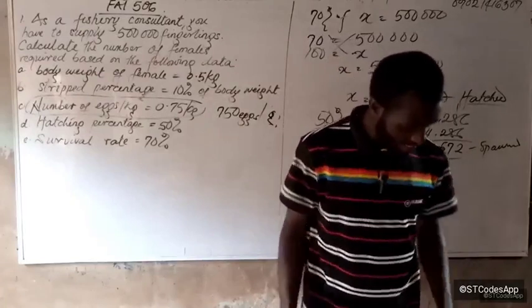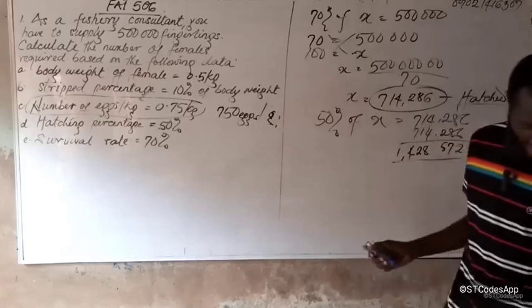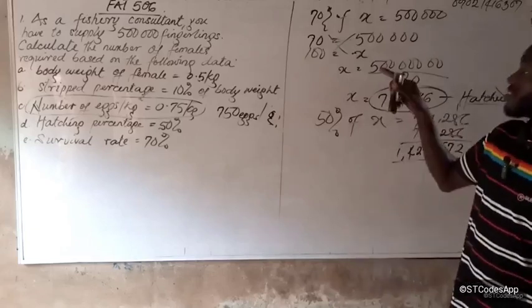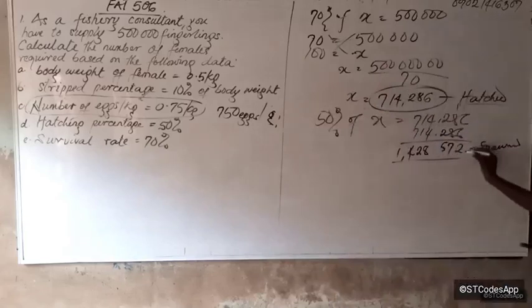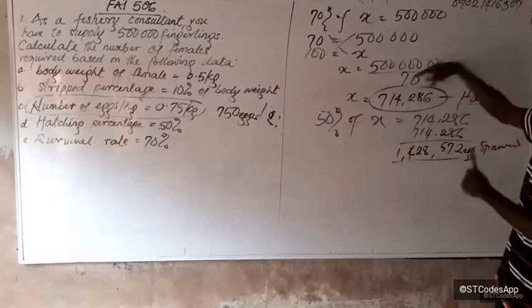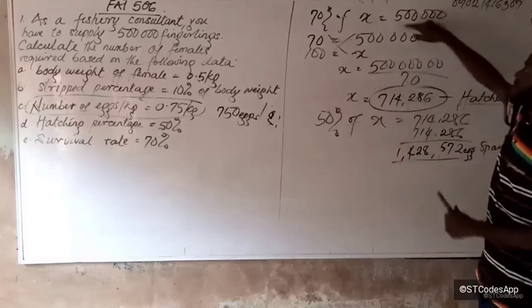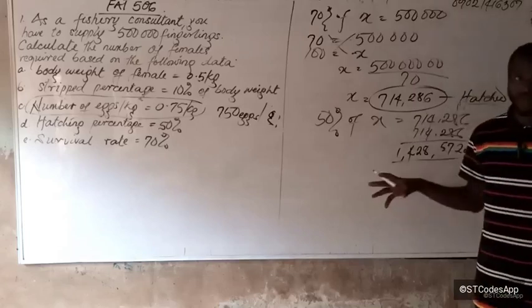So we have to calculate the number of eggs per gram. This is the amount of eggs that were spawned. So this number of eggs were spawned, while this number of eggs hatched, and this number of eggs that hatched gave us a survival rate of 70%, which amounted to 500,000 fingerlings. That's what we're doing. Is that okay?